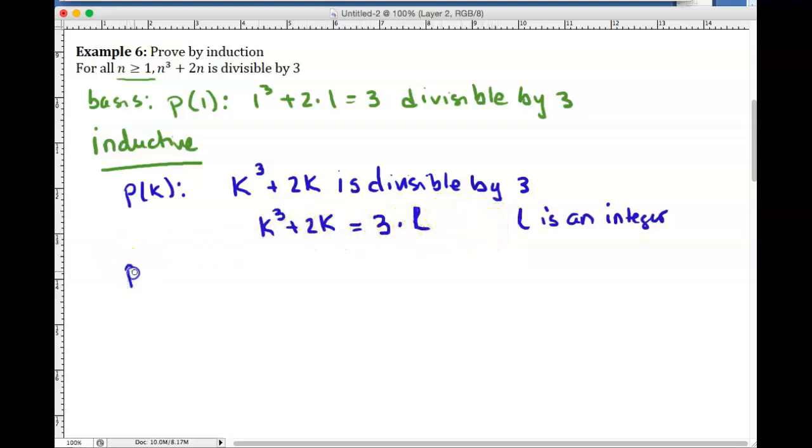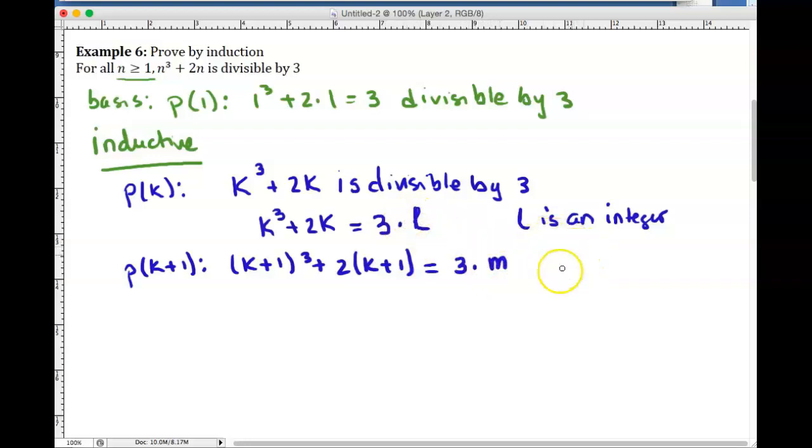So my Pk plus 1 statement, we're going to replace n by k plus 1. I want to show that (k plus 1) cubed plus 2 times (k plus 1) is divisible by 3. So this needs to be 3 times m. You shouldn't use the same integer in both equations, because then you're making a special case instead of the general case. So m is also an integer. This works well by substitution again. So again, assume that this statement here is true. We want to substitute somehow.